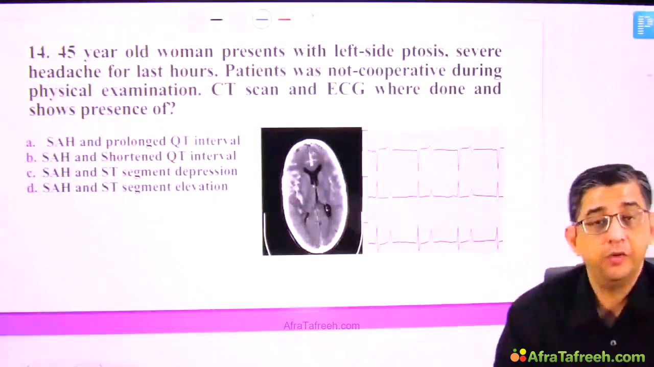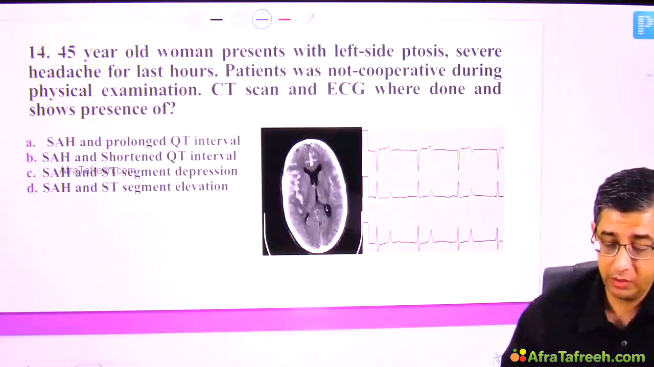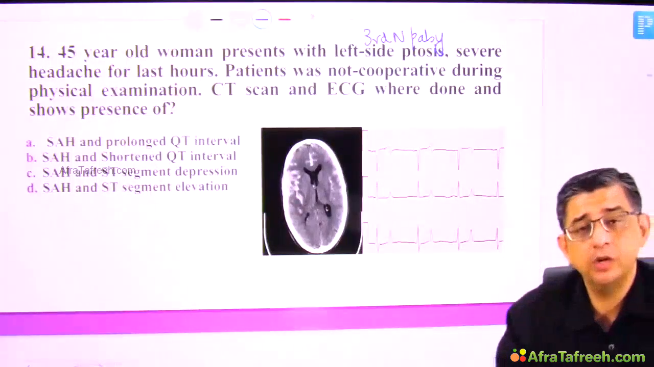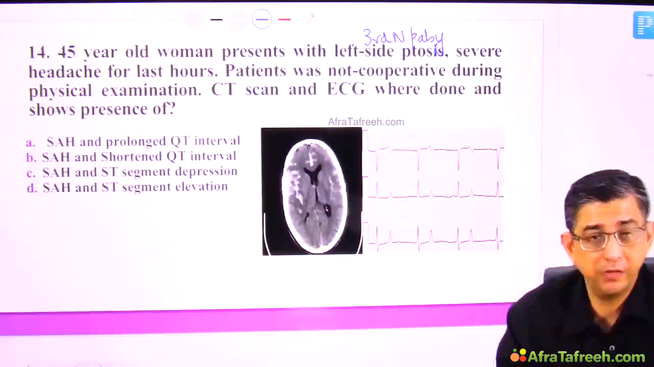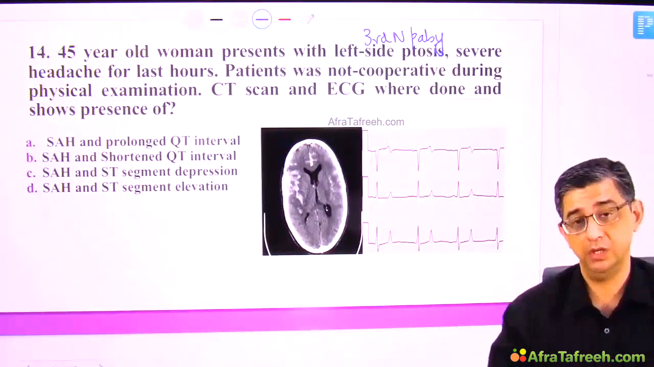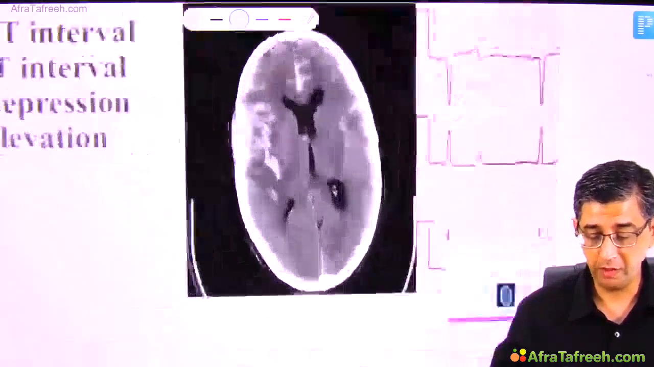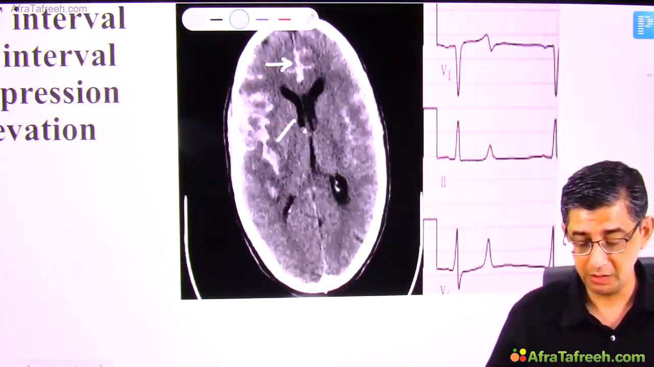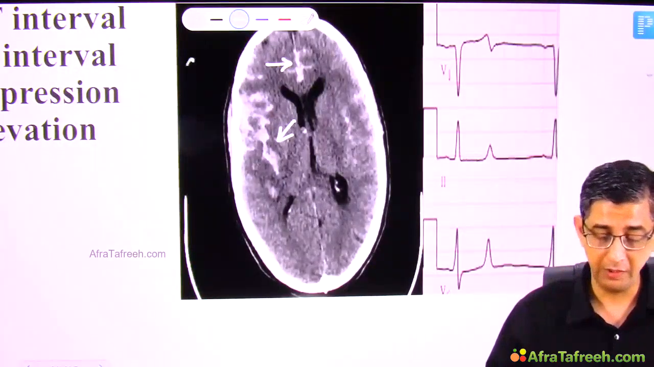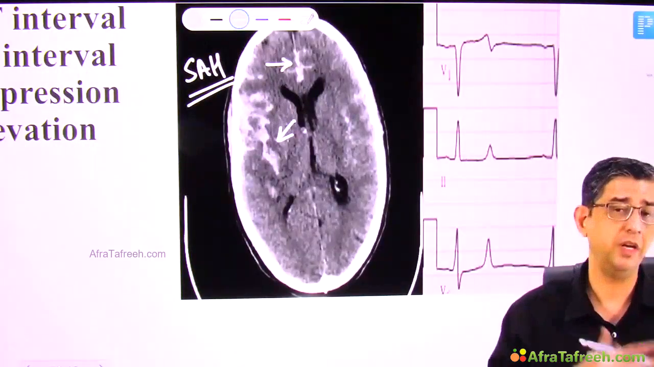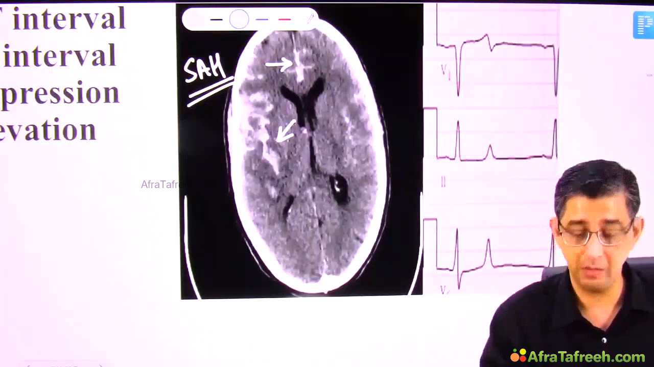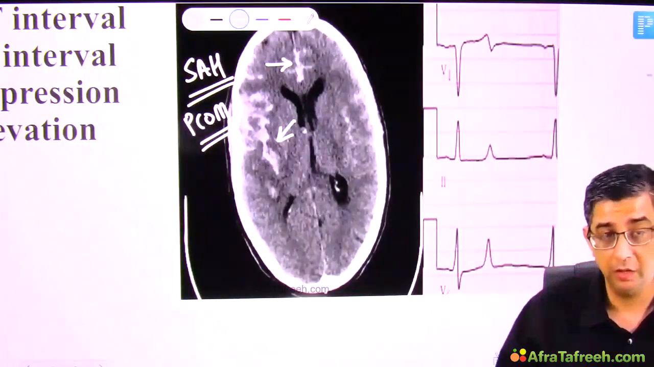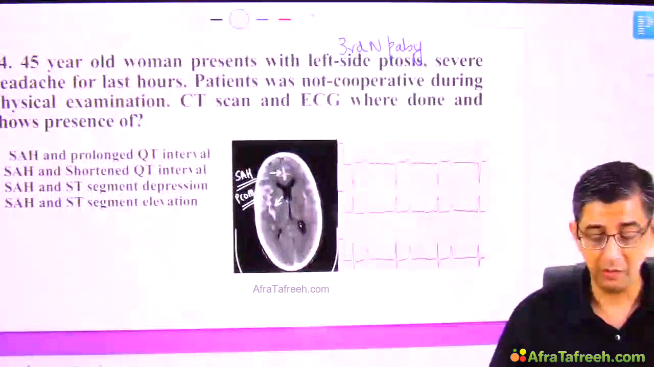The next question talks about a 45-year-old woman who presents with left-sided ptosis. So we are talking about a third nerve palsy here. There's also presence of headache, and the patient is not very cooperative during physical examination, probably because of the headache. A CT and an ECG were done. In the CT, you can definitely notice presence of blood in the meninges. This is the interhemispheric fissure where the blood is present. This is the sylvian fissure where blood is present. So obviously the diagnosis of this patient is subarachnoid hemorrhage, and we are aware that if it's a berry aneurysm in the posterior communicating artery, it can press on the oculomotor nerve, and thereby there could be a third nerve palsy as explained in the question.